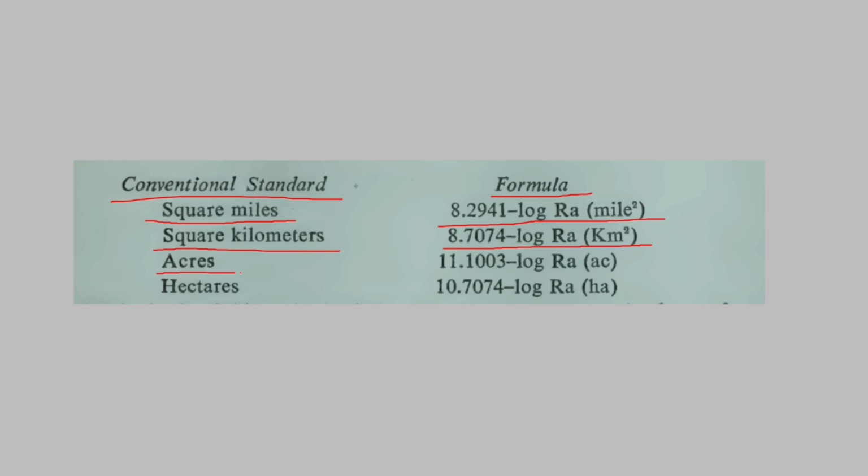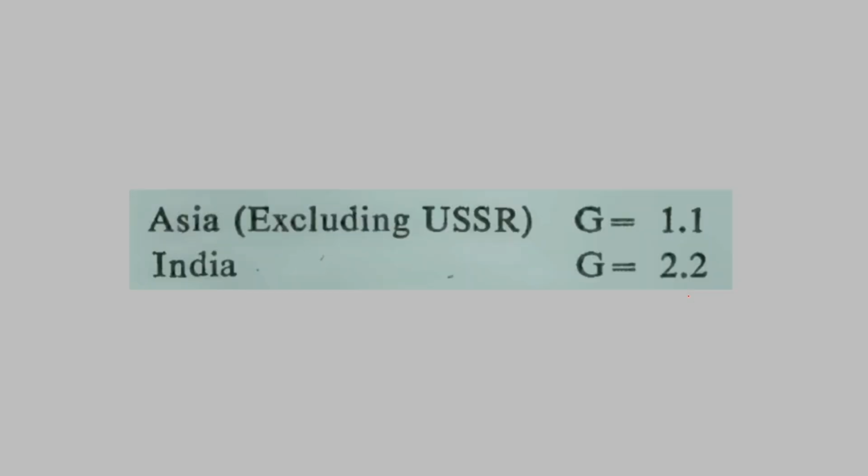If we measure in acres, the formula should be 11.1003 minus log RA acres. And last, if it is measured in hectares, so the formula will be 10.7074 minus log RA hectares. Let me give you a few examples to help clarify the concept.